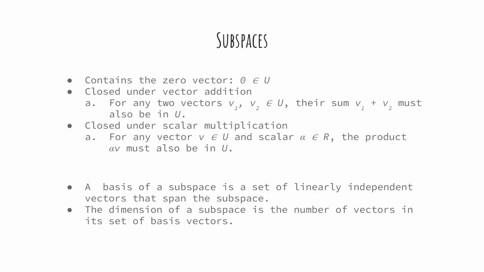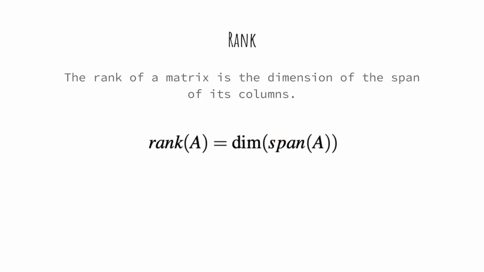And then the dimension of a subspace is the number of vectors in its set of basis vectors. So this is essentially just a definition that we use: the number of linearly independent vectors needed to define our subspace, or the number of basis vectors that we have, is our dimension of our subspace. You need that when looking at the idea of rank. So the rank of a matrix is essentially the dimension of the span of its columns. It might seem a little wordy, but that is essentially the definition of it.